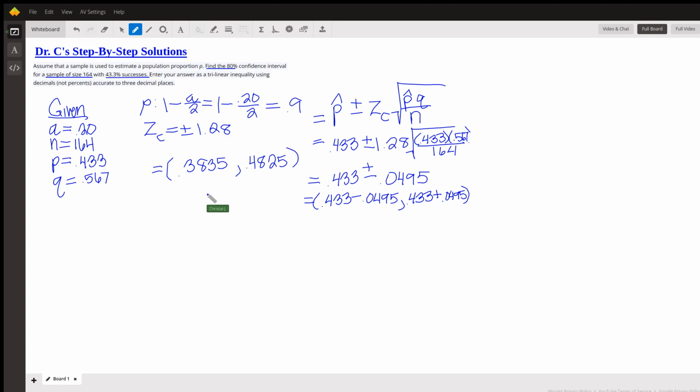If we had to write this, it says to write it in a trilinear inequality. That's just going to be the proportion: the lower bound goes over here, 0.3835, and then the upper bound is 0.4825. Okay, so this would be your final answer.